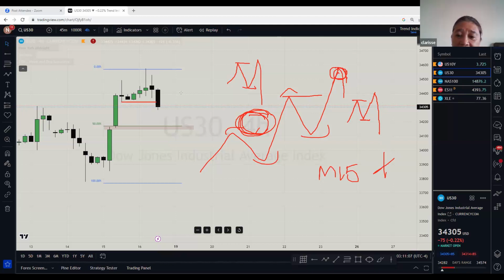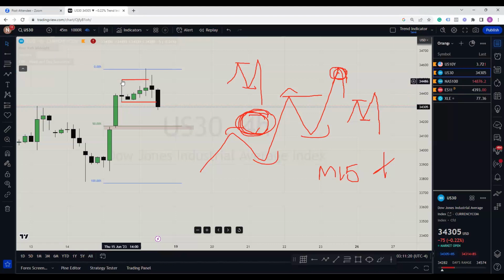Where's your arrow? Where's your cursor? I can't see your cursor. Can you see what I draw? Yes, arrow. Yes.